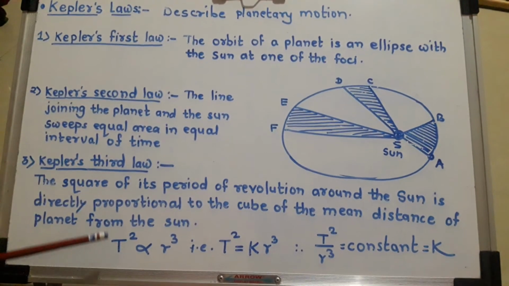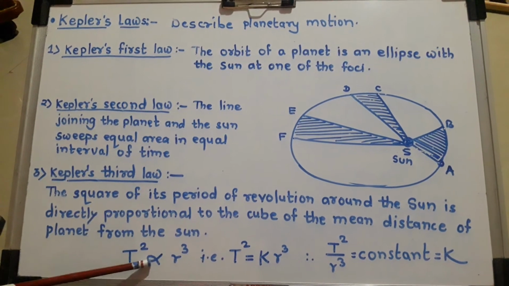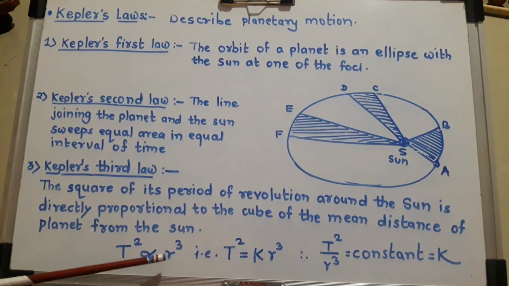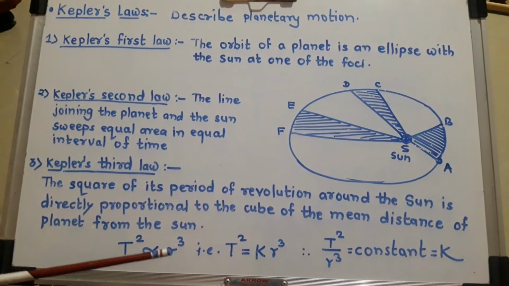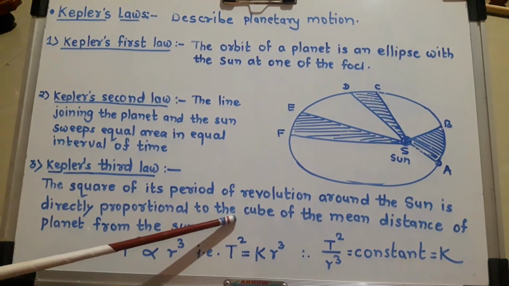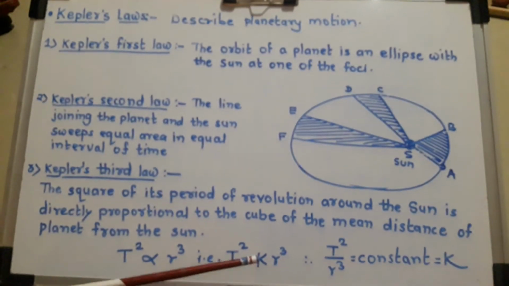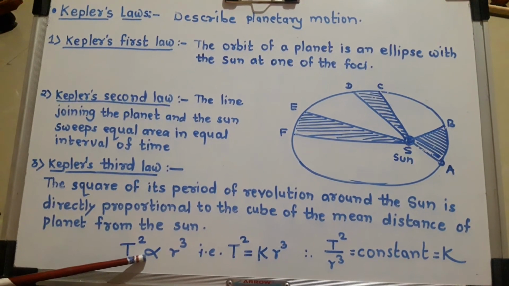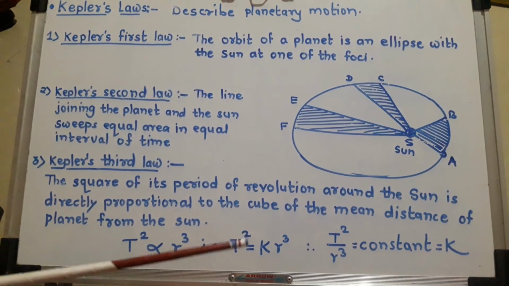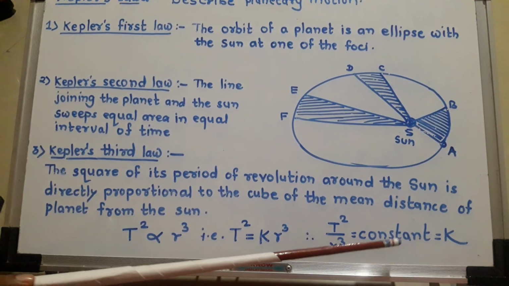The square of the period of revolution T is directly proportional to the cube of the mean distance R. The same statement can be written in mathematical form as T squared is equal to K R cubed, where this K is called a constant. If we want to remove the proportionality sign, then we have to introduce K as a constant. So the same can be written as, therefore, T squared upon R cubed is equal to the constant K.